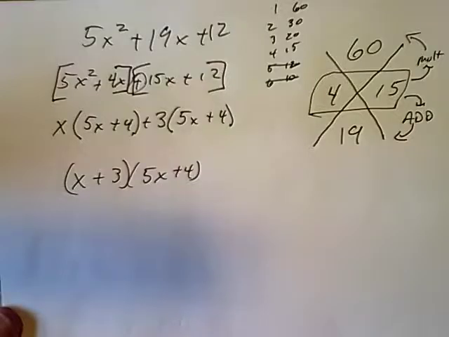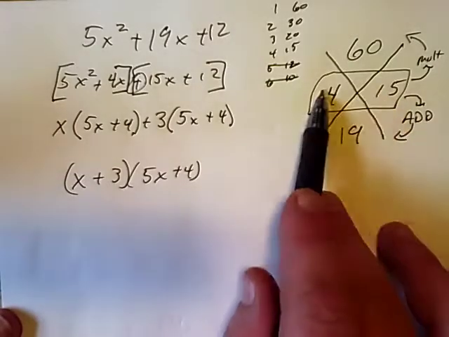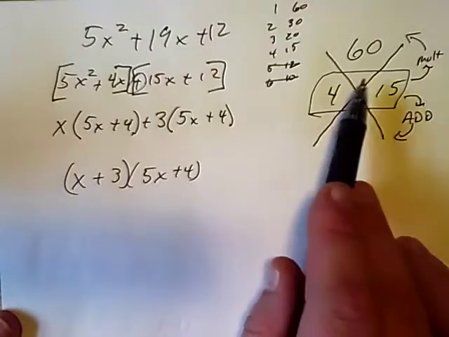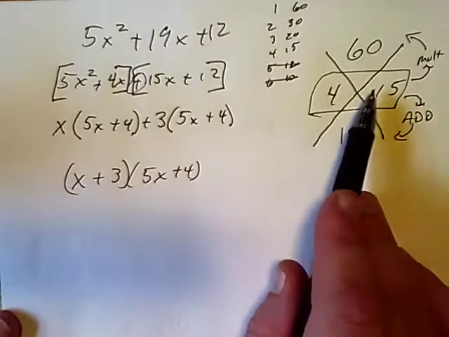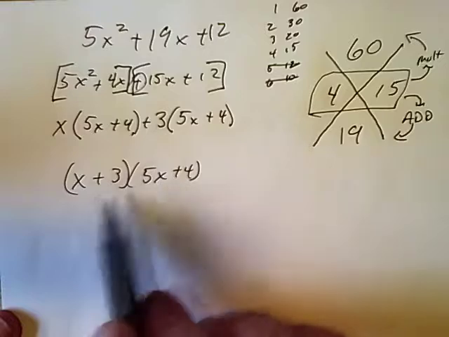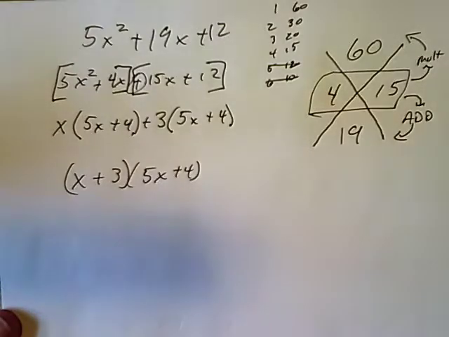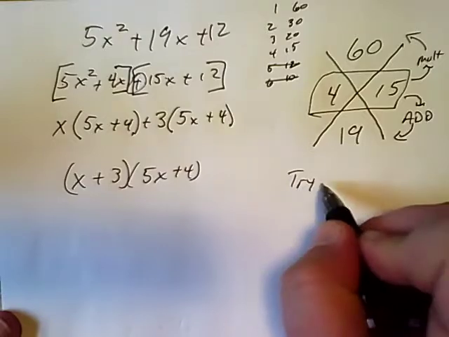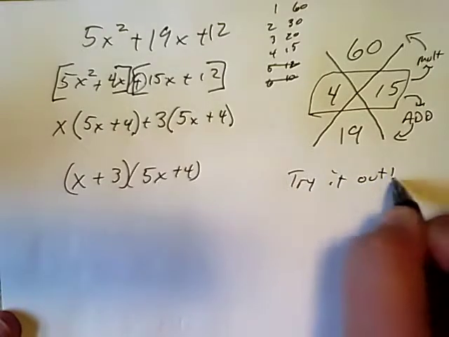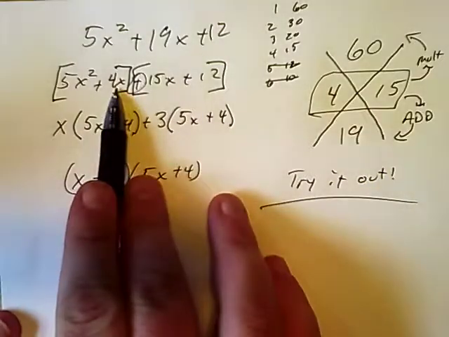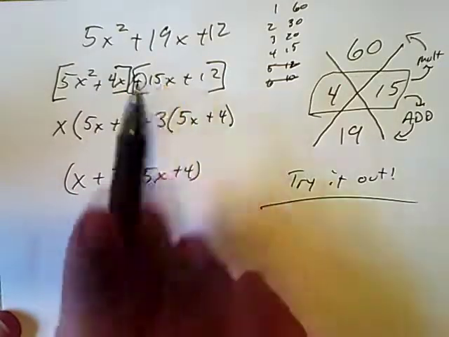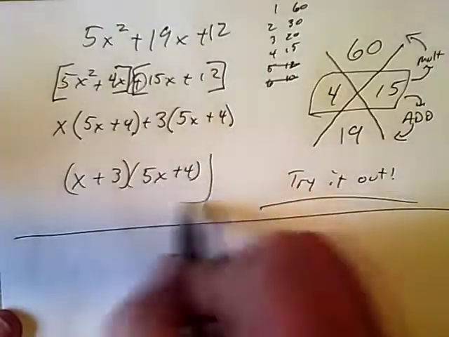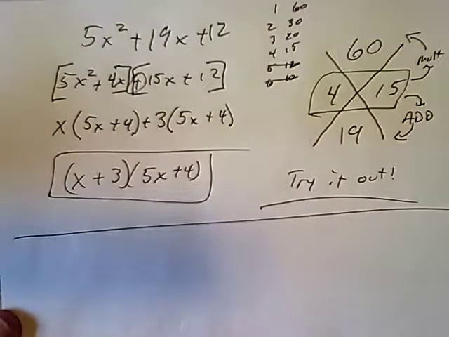Now here's a question that I get, and sometimes this happens. What happens if I put the 15 here and the 4 here? If I had put the 15 here and the 4 here, would it still work? That's a really good question. Here's my suggestion: try it out. Put the 15x here and the 4x here and try to factor by grouping using those two, and see if you get the same factors.